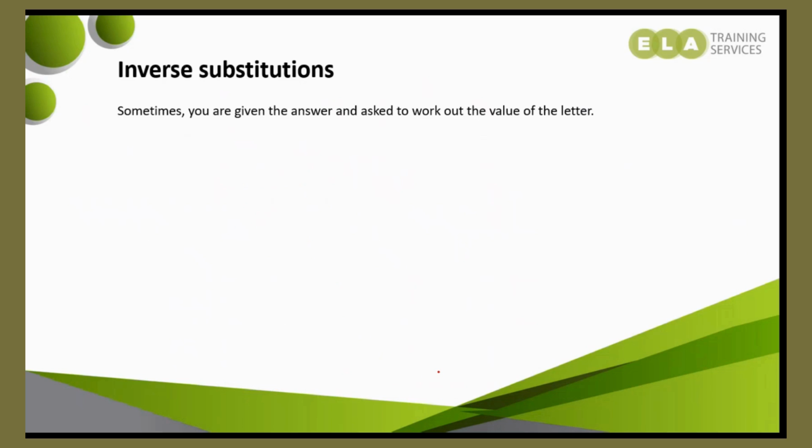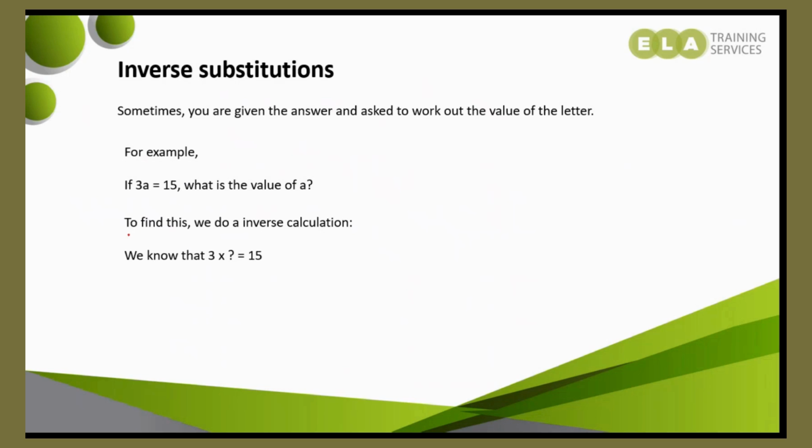Now, sometimes in your exam, you might be asked to calculate what we call the inverse. So sometimes you are given the answer and asked to work out the value of a letter. So for example, if 3A is equal to 15, what would A be equal to? What we mean by A is just one lot of that A. So to find this, we do the inverse. We know that 3A actually means 3 times something. So 3 times something is equal to 15.